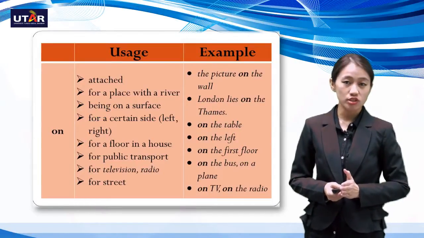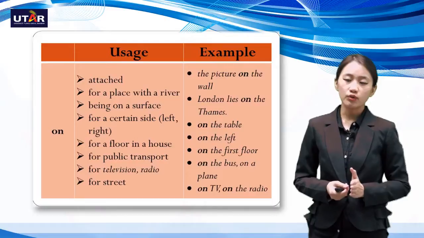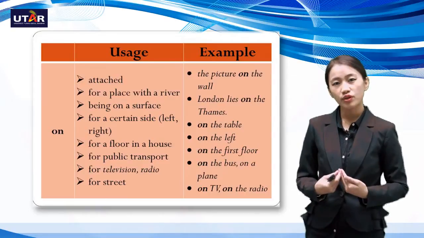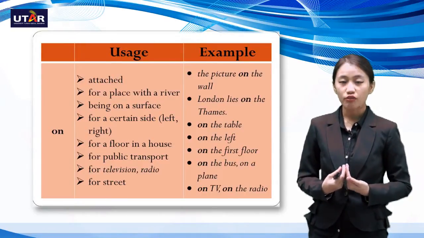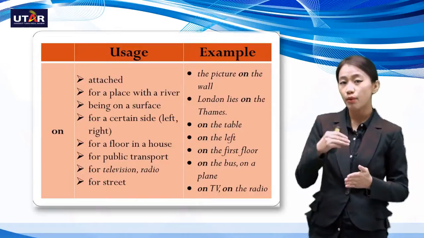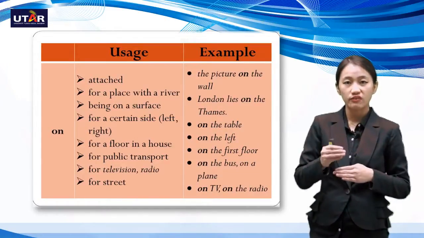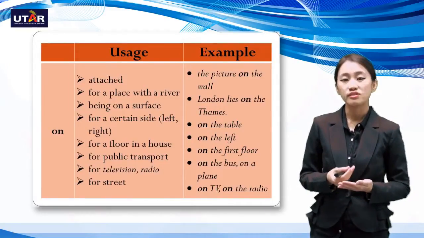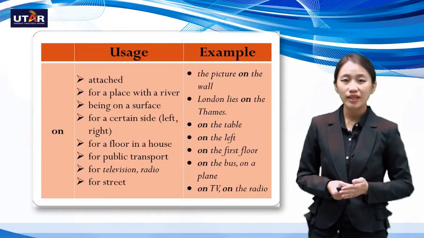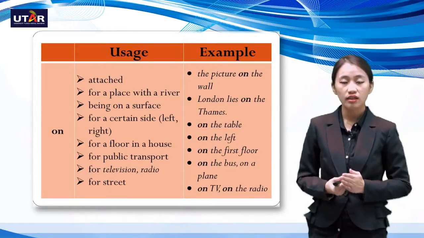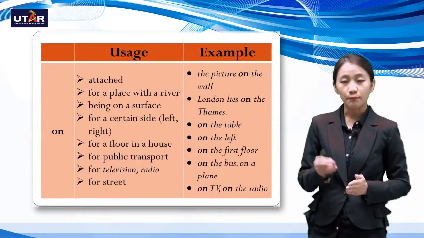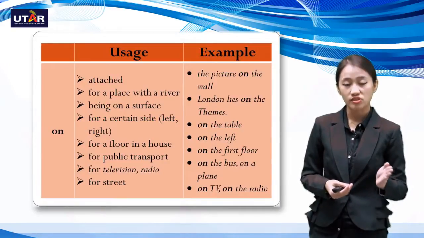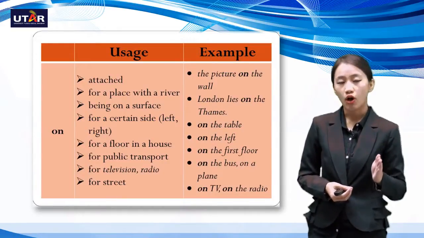Next would be for television or radio. So here would be on TV or on the radio. If I were to be on TV, of course, again, I am not located on top of the TV or on the surface of the TV. I'm actually in that TV. But even so, we still use the preposition on to indicate that if I were to watch TV, the person in that TV, I would indicate as there is a man on TV, or the man on TV is my friend.